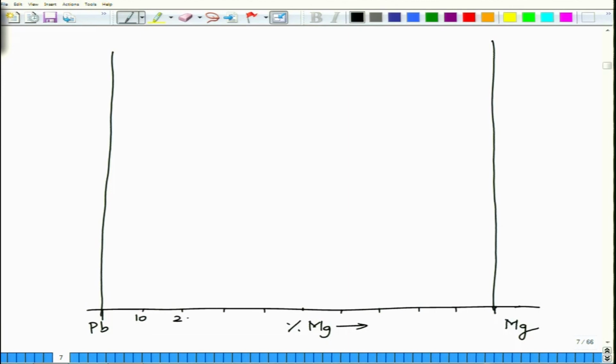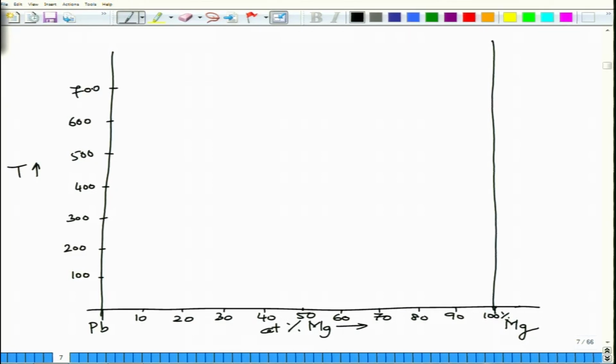So, this is 10, 20, 30, 40, 50, 60, 70, 80, 90 and 100% magnesium, and this is atomic percent magnesium. On the y axis we have temperature, with a maximum temperature of 650 degrees centigrade. So, let us say this is 100, 200, 300, 400, 500, 600 and 700 degrees centigrade.